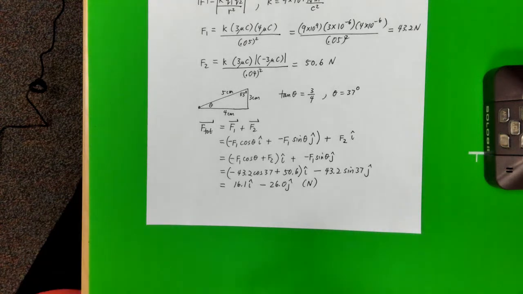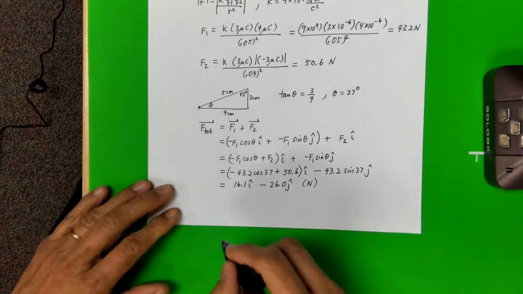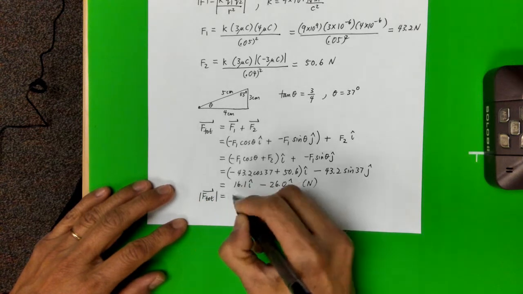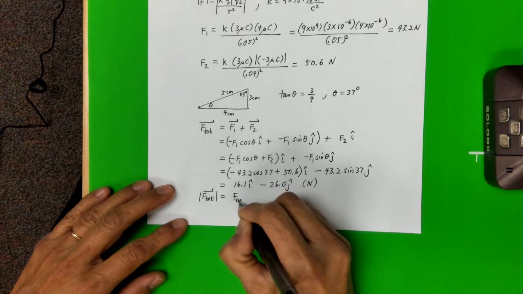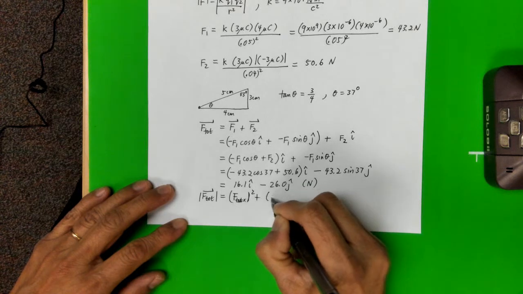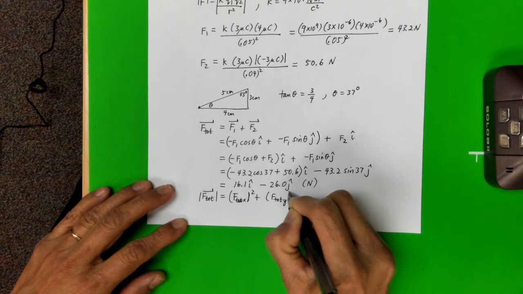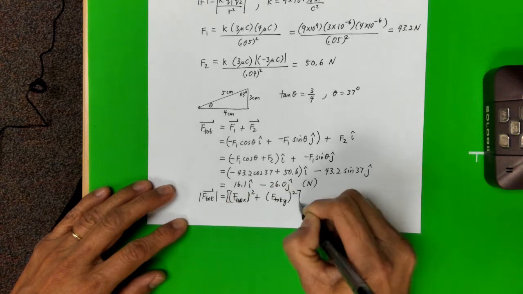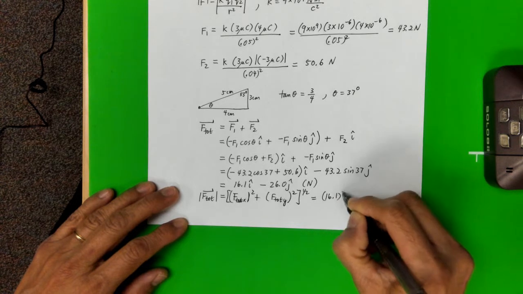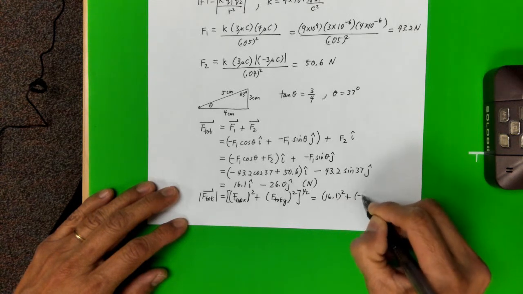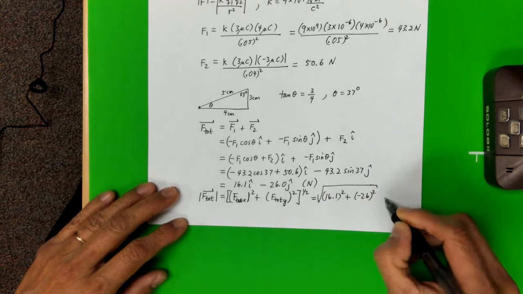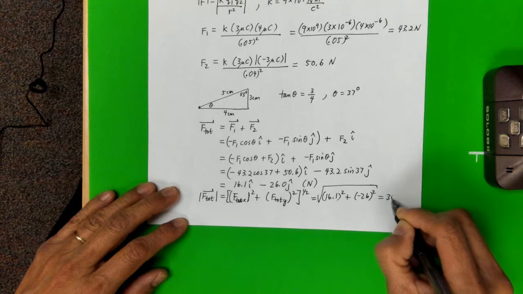Now what you have to do is figure out the magnitude of the vector. So the magnitude of F total equals the x component squared plus the y component squared, all square rooted. So in this problem, it's going to equal 16.1 squared plus a negative 26 squared, all square rooted, and that should come out to be 30.6 newtons.